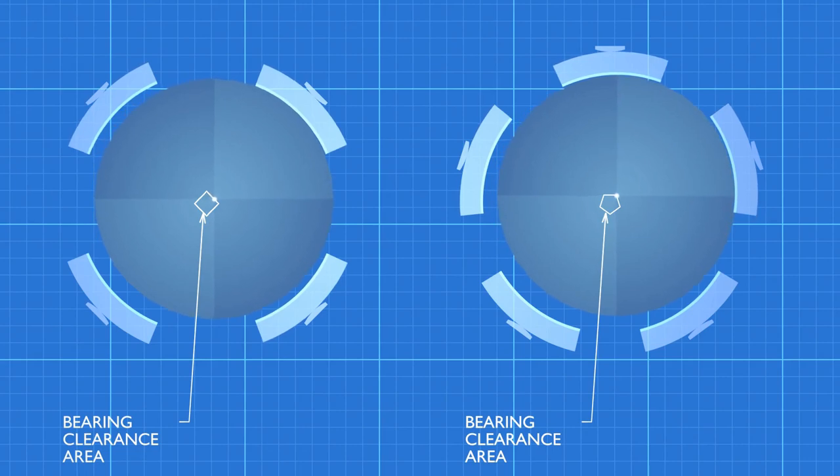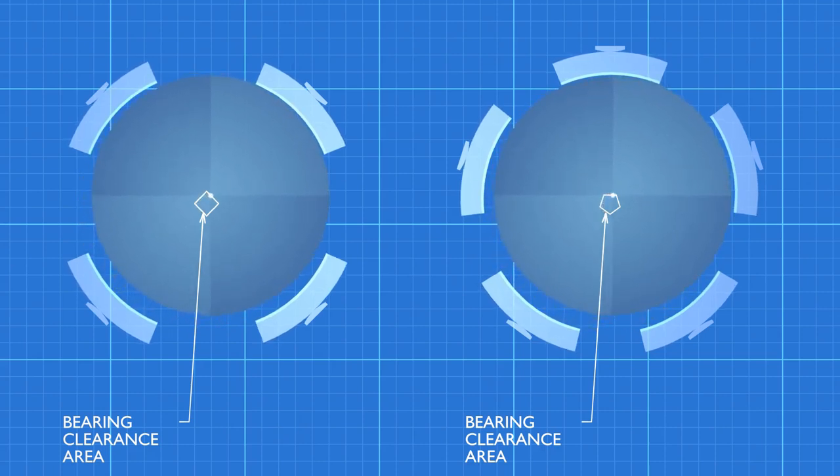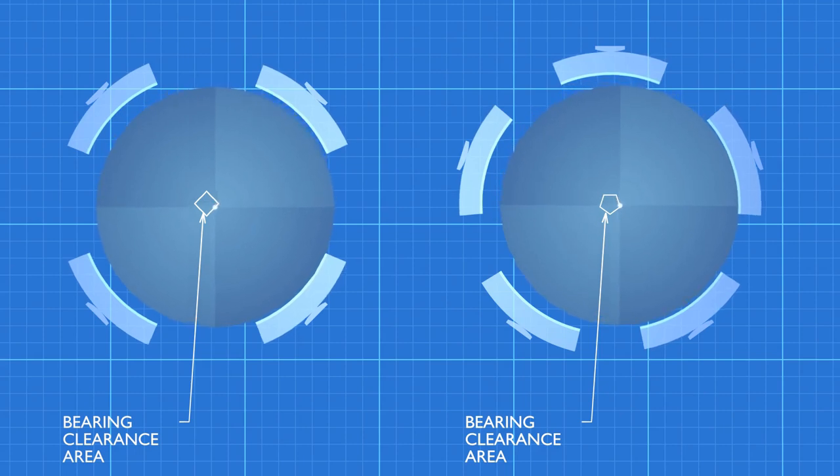To visualize the bearing clearance area, move the rotor around in the bearing assembly. As the rotor moves, mark where the center of the rotor is. A shape will form at the limit of the movement. This is the bearing clearance area.